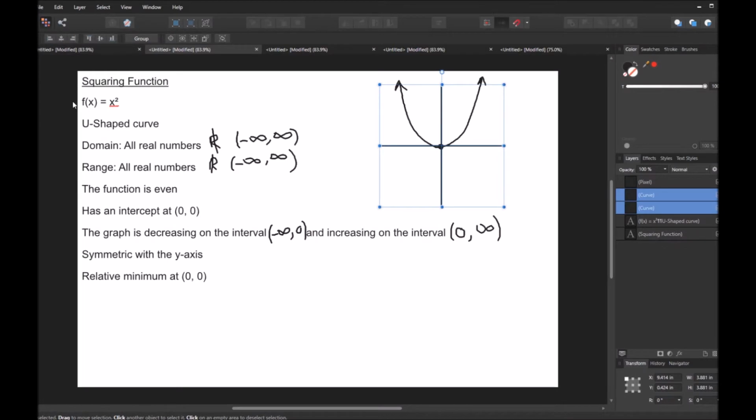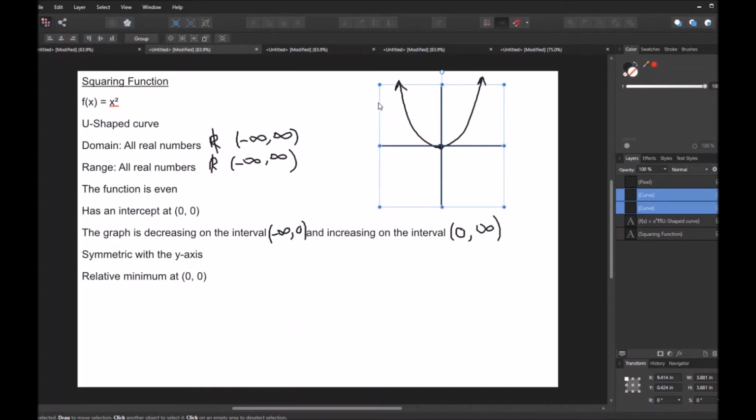Then we get to the squaring function. The squaring function can be represented through f of x equals x squared, and it's going to look like a u-shaped curve, as you can see on the graph to the right. The domain is going to be all real numbers, and so is the range. This function is even, meaning that if you plugged in negative x for x, you would just get f of x in return. It has an intercept at (0, 0). The graph is decreasing on the interval negative infinity to 0, and increasing on the interval 0 to infinity. This graph is symmetric with the y-axis, and it has a relative minimum at (0, 0).